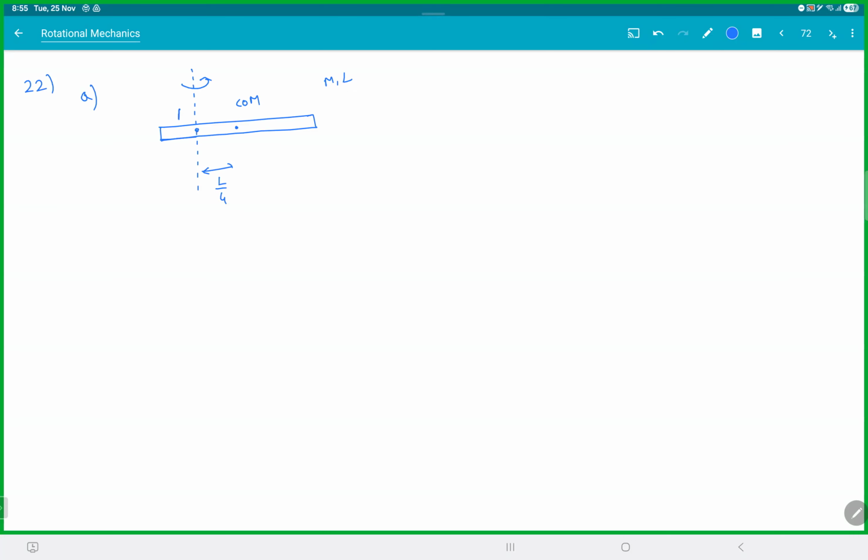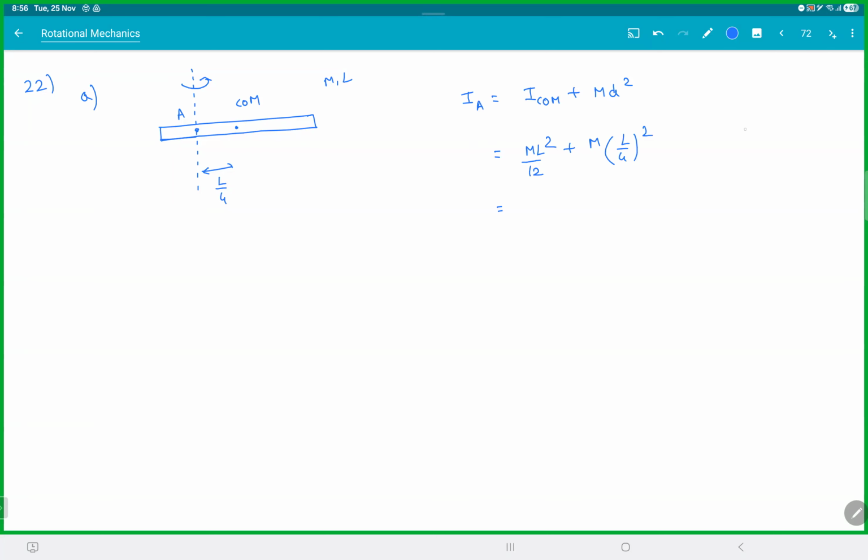Let's call this point A. So I about A is I about center of mass plus md squared. If you don't know about center of mass, then you can't solve the questions. I center of mass will be how much for a rod? ML square by 12. M, the distance is L by 4 whole square. That's it. Meaning you can actually skip all this integration.